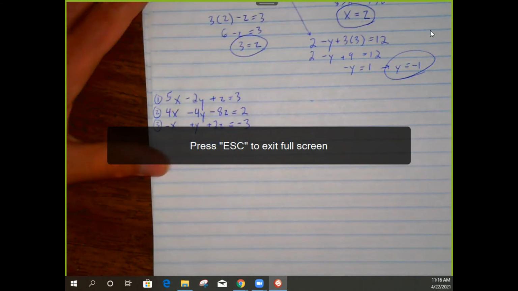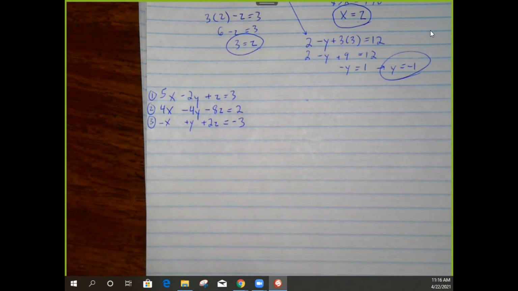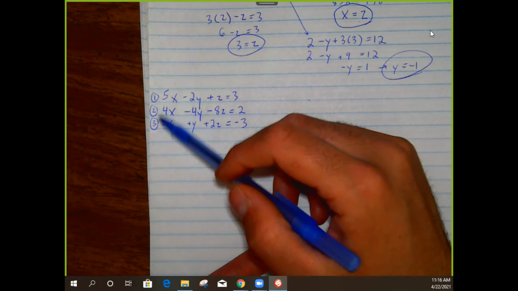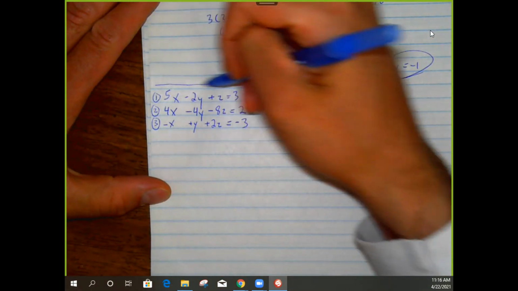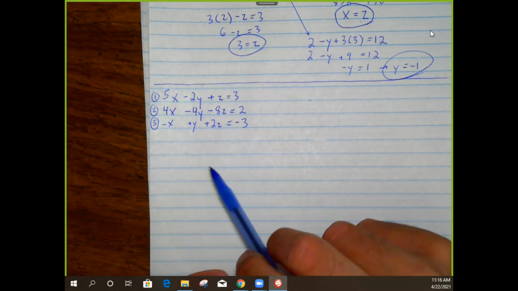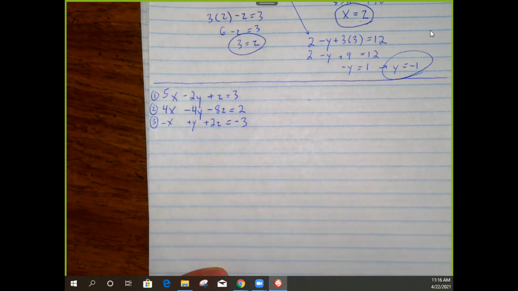All right, so let's solve the system of three equations, three variables. So first thing I did is I called this equation 1, this equation 2, this equation 3, so I can show my work more efficiently. So my goal is to eliminate a variable, and you have your options. You can eliminate x, y, or z.